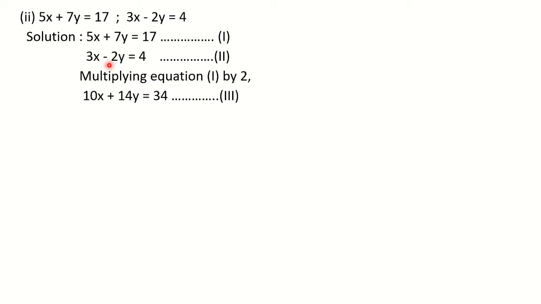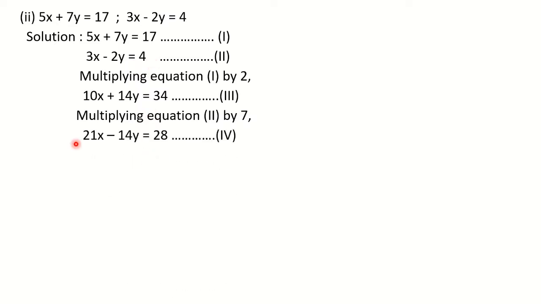Now here we want 14. So here we have to multiply equation 2 by 7. So write down multiplying equation 2 by 7. So everywhere let us multiply by 7. When you multiply by 7 here you will get 21x. Here you will get minus 14y and here you will get 28. 7 4s are 28. So the new equation is 21x minus 14y is equal to 28.